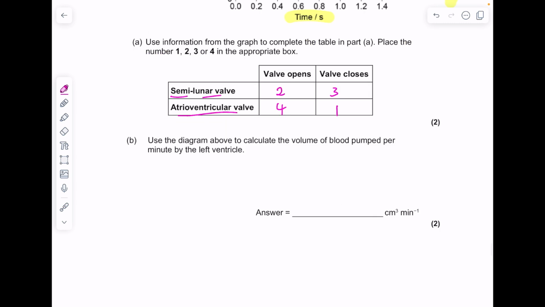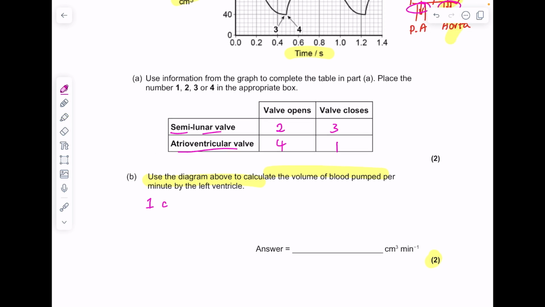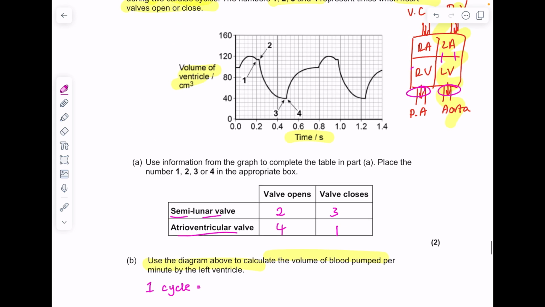Use the diagram above to calculate the volume of blood pumped per minute by the left ventricle. This is quite a lot of work for 2 marks. So first of all, you need to work out how long it takes for 1 cardiac cycle. And the way you do that is just look at your cardiac cycle here, and you just need to pick 2 points on the graph which are matching. Try and pick somewhere where it's easy for you to read off the x-axis.